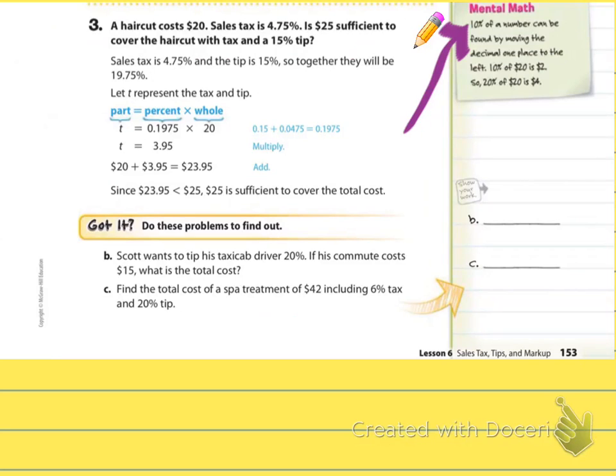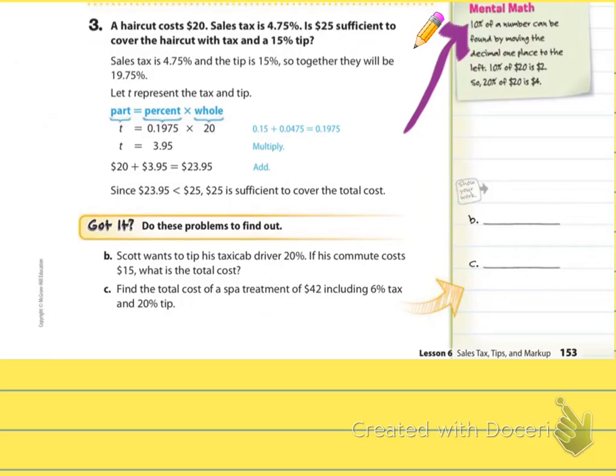Now I want you to look at example 3. This adds another aspect. You're trying to find out if you have enough money to pay for the haircut and for the sales tax and for the tip. They want to know, in the end, is $25 enough money to cover all of that? Okay, they tell you you are going to tip 15%, and they tell you your tax rate, and they give you the total of the haircut.